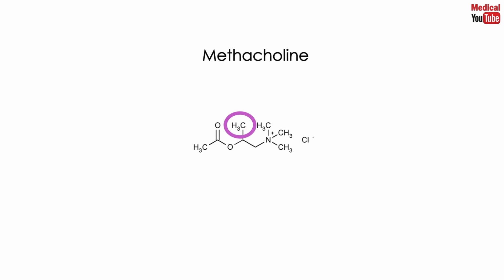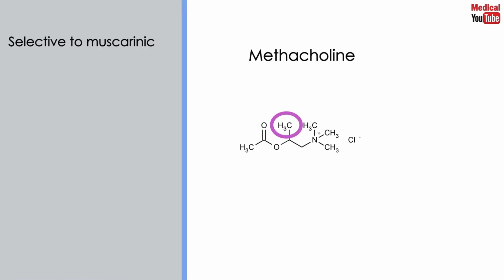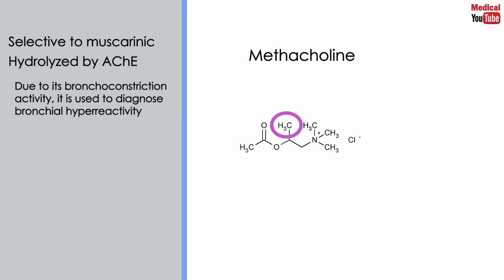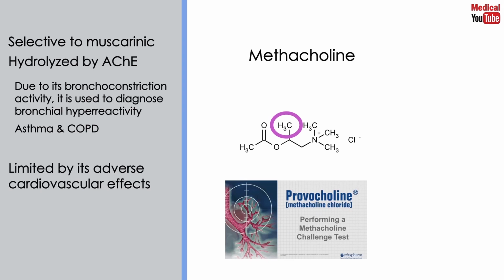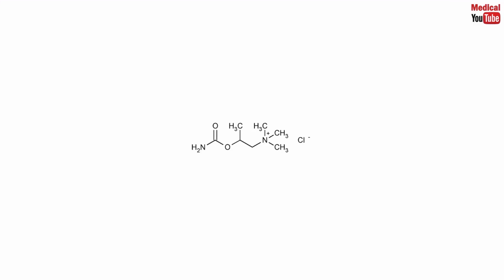Methacholine has a beta-methyl group that makes it selective to muscarinic receptors, but it can still be hydrolyzed by acetylcholinesterase. Due to its bronchoconstriction activity, it is used to diagnose bronchial hyperreactivity, which is the hallmark of asthma and also occurs in chronic obstructive pulmonary disease. It is available with the brand name Provocholine. Other therapeutic uses are limited by its adverse cardiovascular effects, such as bradycardia and hypotension, which arise from its function as a cholinomimetic.